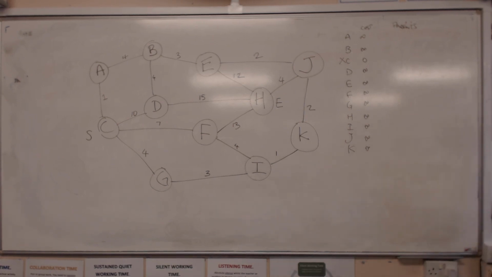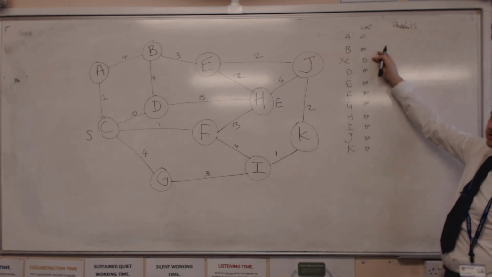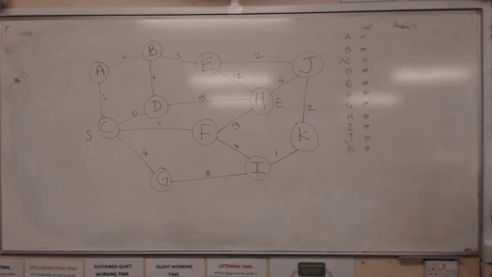We then explore neighbours. So C has got neighbours A, D, F and G. Doesn't matter what order you're doing, we're just going to work out how much it would cost us to get to those neighbours, and then update the cost. So let's have a look at A, it says 1. We've got a cost of 0, so we always add our cost, the node we're visiting, to the cost to get to the neighbour.